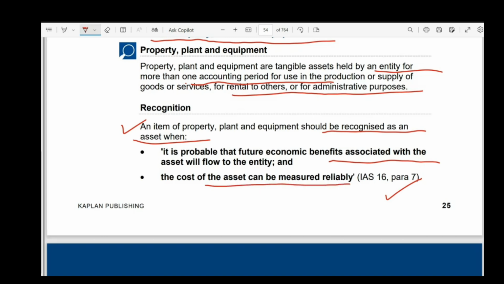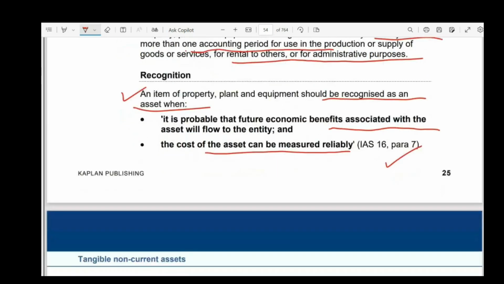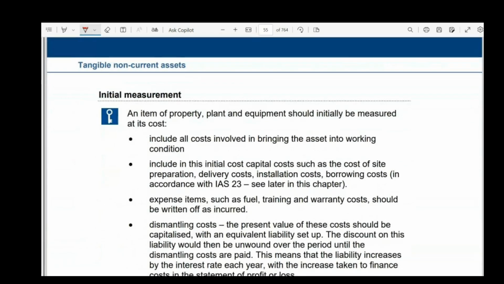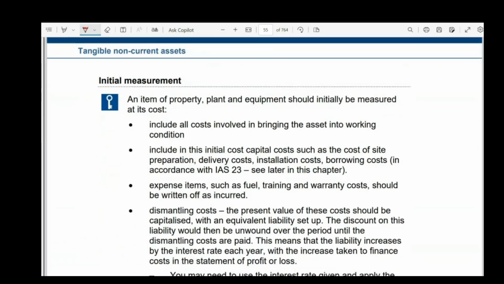The cost of the asset can be measured reliably. This means there are sources available, like if you have any vehicle, any model with the specification and all details, when you google it, a valuation is available, a reliable source is available. If some assets like machinery, equipment are imported or are technology, you have to follow the complete process.